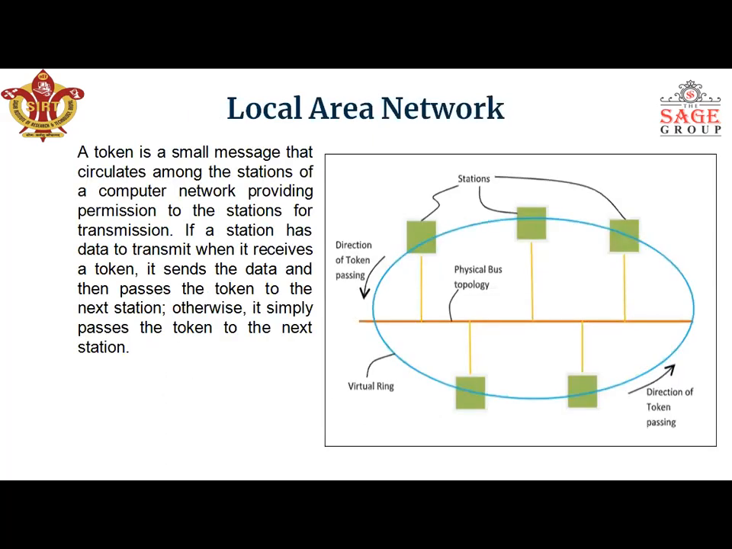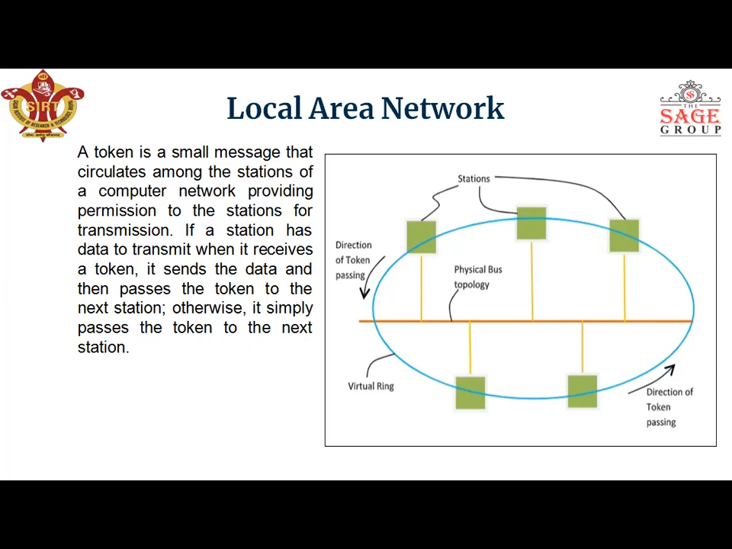Now, to understand the concept of token bus, in the diagram this orange line is a backbone cable or backbone link in which all the stations are connected with the help of drop cables, and all these stations are connected in the form of a logical ring. We have also seen the direction of token passing mentioned. The different stations are connected physically in a bus topology, but logically they are connected in a ring form.